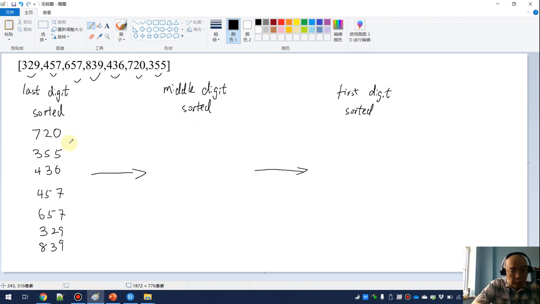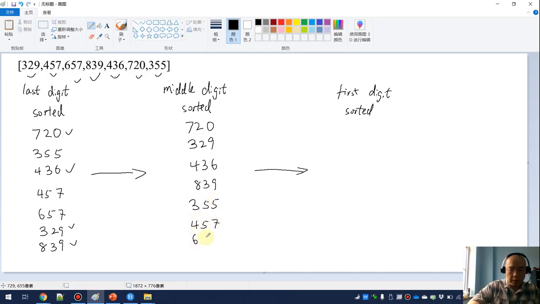So for the middle digit, we are touching the 2, 5, 3, 5, 5, 2, and 3. Okay, so we are doing the 7 20, and then we have the 3 29, and after that we have a 4 36, and after that we have, oops, I think I missed this one, so 8 39, and then we have a bunch of 5s, so 3 55, 4 57, and then 6 57.